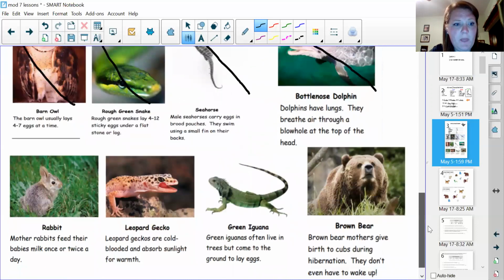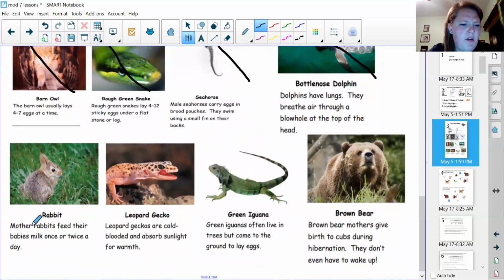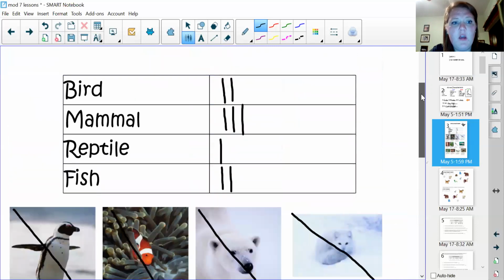Reptiles. Okay, rabbit. Mother rabbits feed their babies milk once or twice a day. What is that going to be? Is it going to be a bird, a mammal, a reptile, or a fish? It is a mammal.